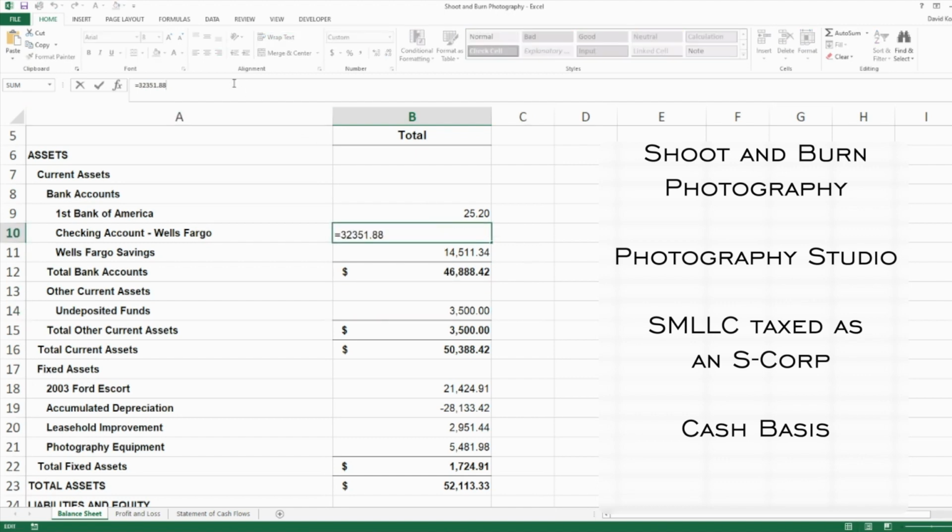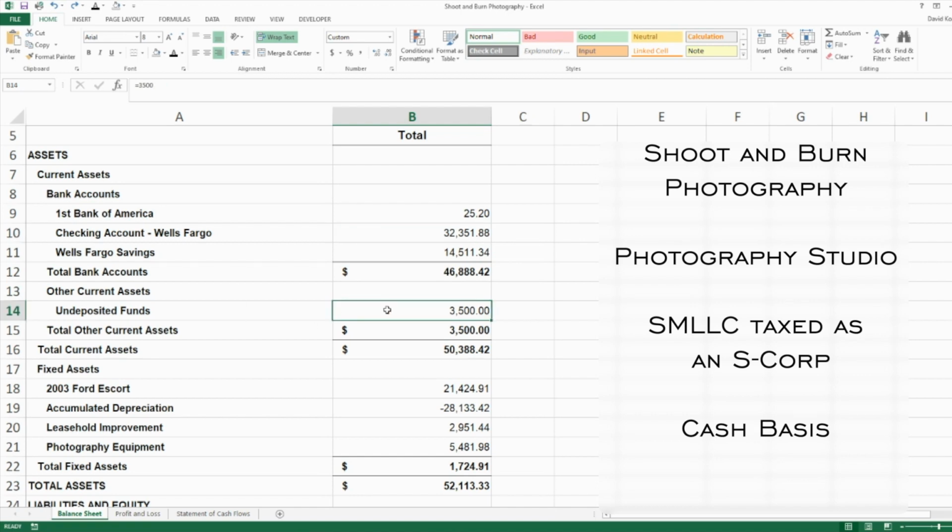But as soon as it does get put into the bank, the bank balance will increase by $3,500, and then the undeposited funds will decrease by $3,500. And then you'll see here that we have the same current assets, because all we did was move that $3,500 into the bank accounts. So let me undo what I did.